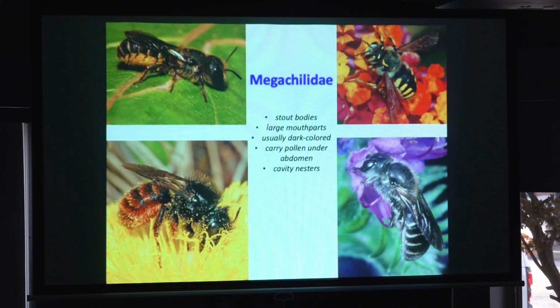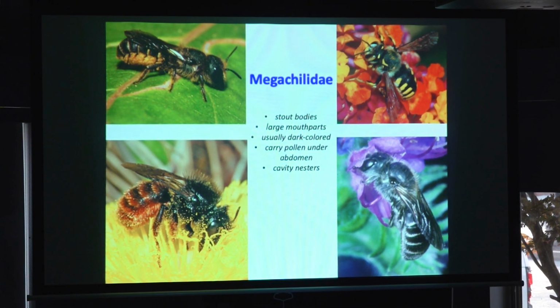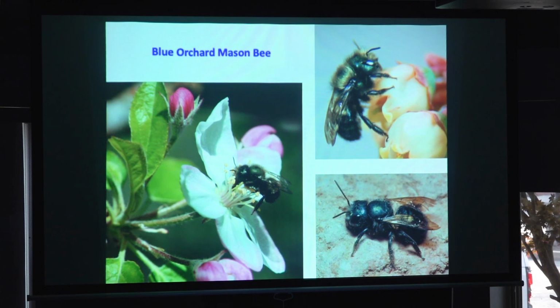The megachilid bees are different. Stout bodies, large mouth parts, usually dark colored. They carry pollen under their abdomen, and they are cavity nesters. They do not burrow into the soil. They have to find some place like a hollow stalk or the cavity of a piece of wood or something where they are going to deposit their eggs and have their brood chambers. The females need to find these places.